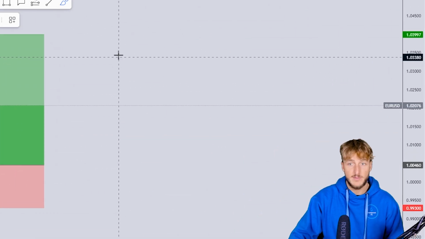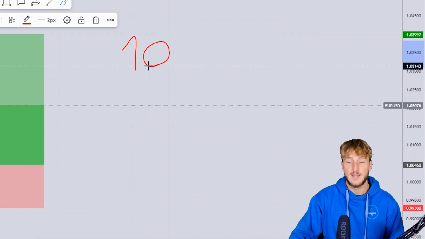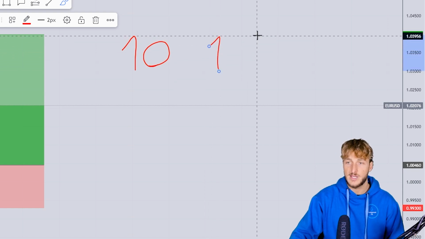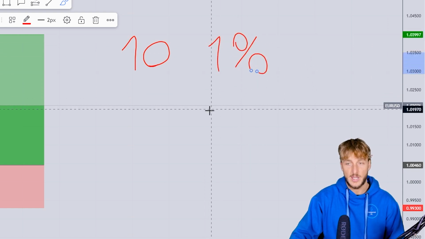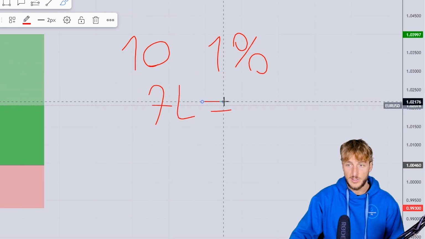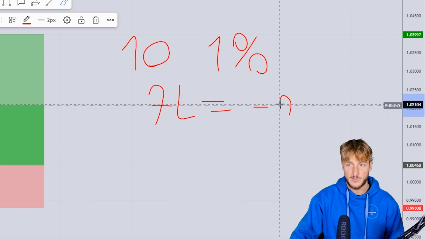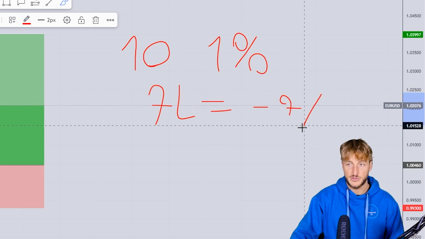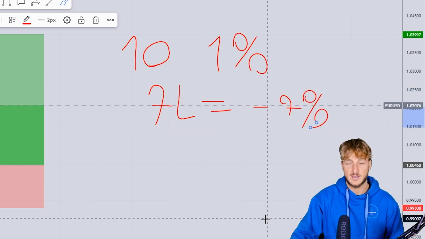In fact, if, for example, you take 10 trades, let's say you have 10 trades and you're risking 1% each. You lose 7 trades, so 7 losses will equal essentially minus 7%, right? Because you're risking 1% per trade. So 7 losses will be minus 7%.